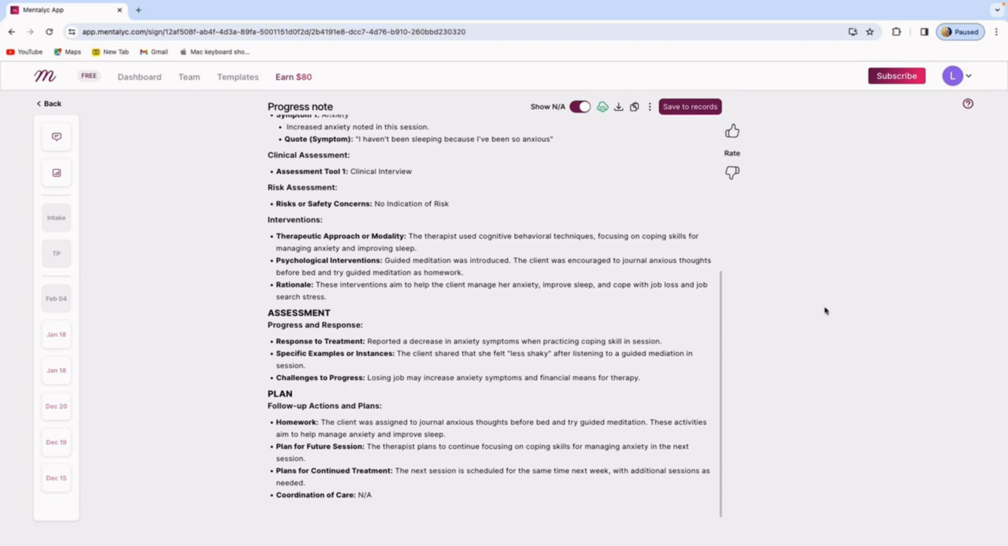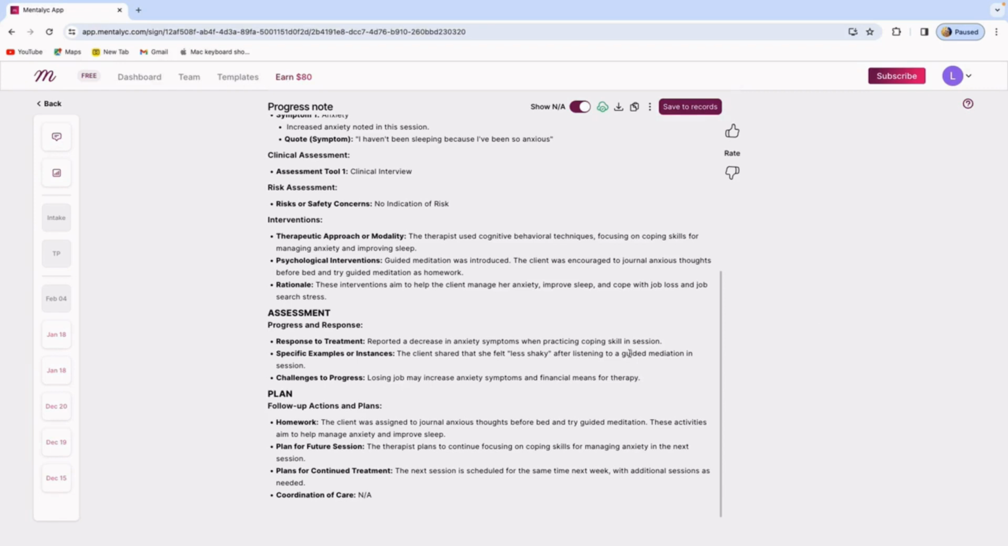For the plan, we include homework. So she is to journal anxious thoughts before bed and try a guided meditation. And the plan for future sessions is to continue focusing on coping skills. And we are planning to meet the same time next week, and we'll add additional sessions if necessary for this client. For coordination of care, there's NA, because in this session it wasn't necessary to reach out to her psychiatrist or anything like that, so that's totally appropriate in this case.